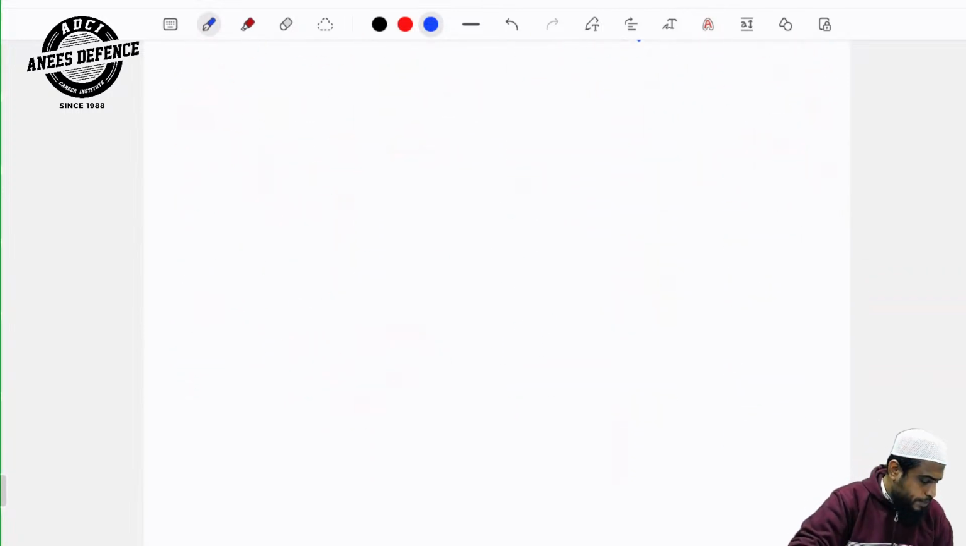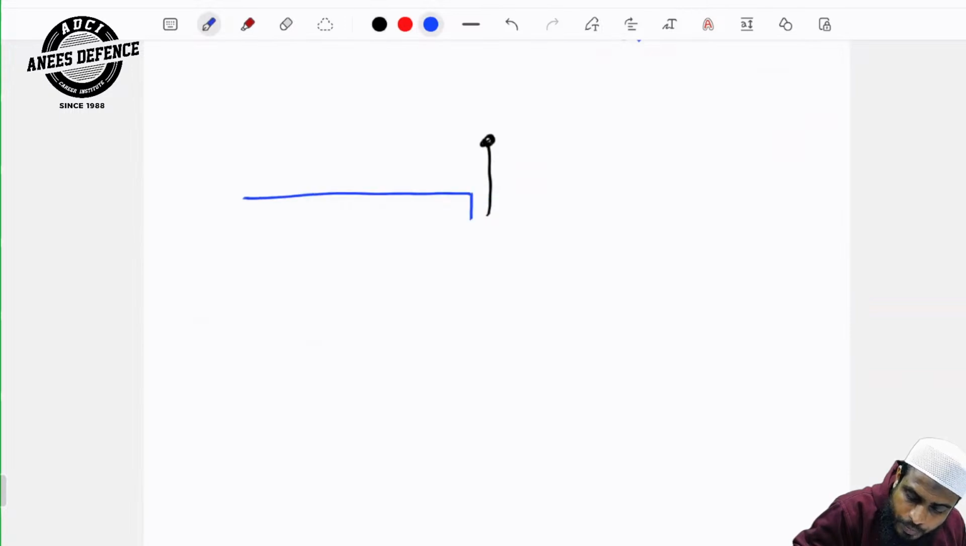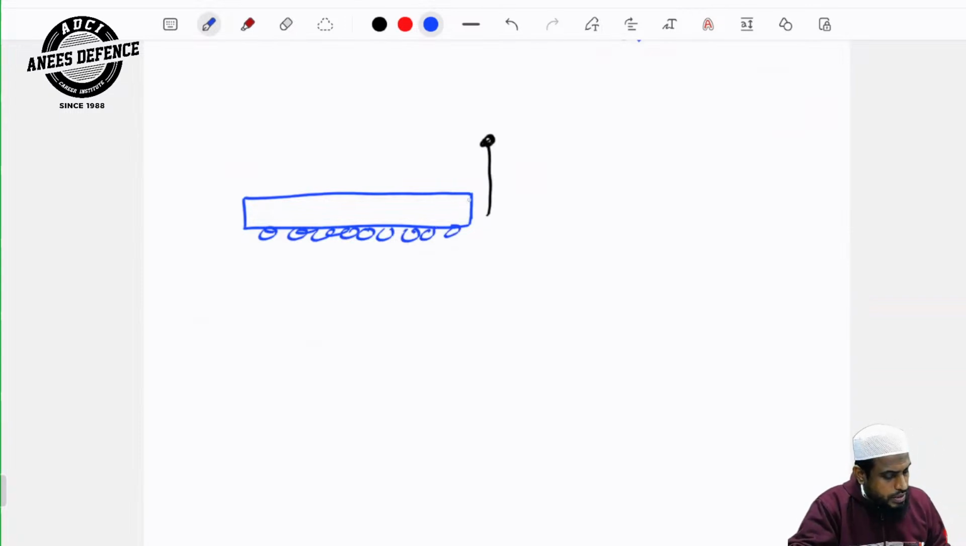Next question. A train passes through a telegraph post in 9 seconds with a speed of 54 km per hour. Find the length of the train. Here a telegraph post is there. A train is here.